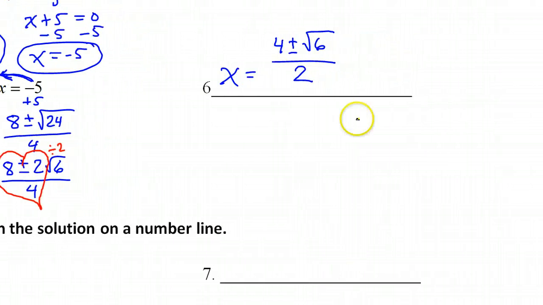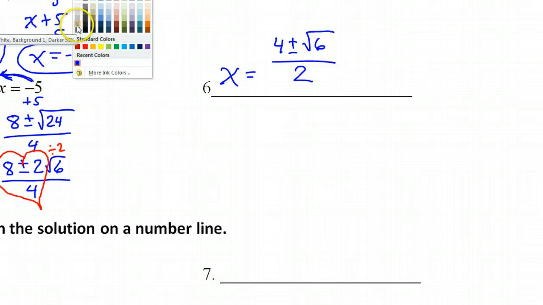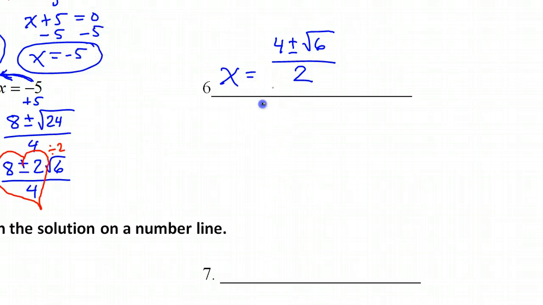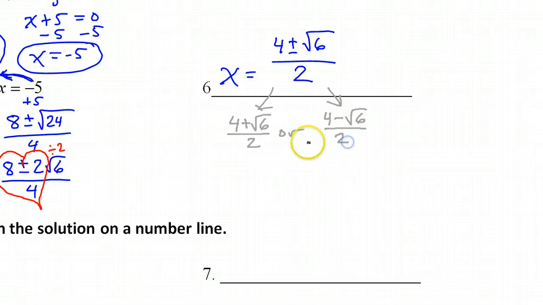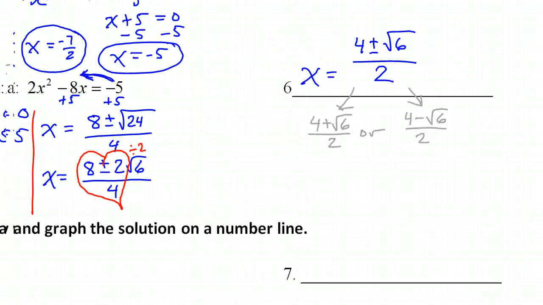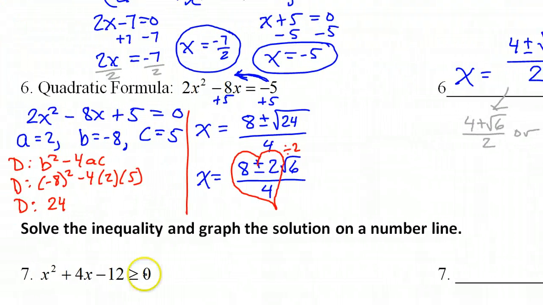Okay, please understand this is really 2 solutions. I think I'll do this in gray. This really means 4 plus radical 6 divided by 2, or 4 minus radical 6 divided by 2. That's what it really means, but you can leave it like the blue.